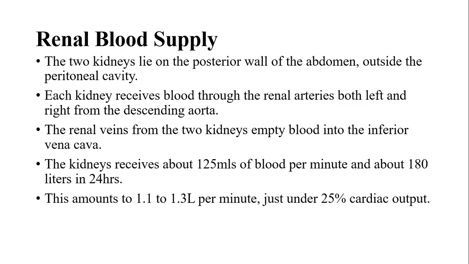The kidneys receive about 125 ml of blood per minute and about 180 liters in 24 hours. So this is just talking about how much blood goes to the kidneys every day, approximately 180 liters in 24 hours. This amounts to 1.1 to 1.3 liters per minute, which is just under 25% of cardiac output.